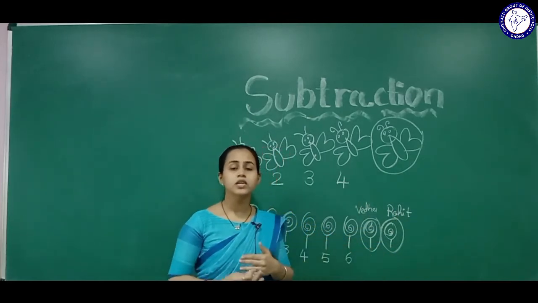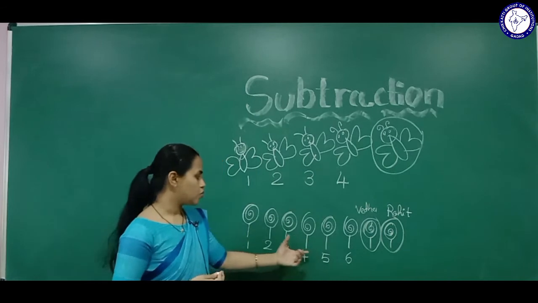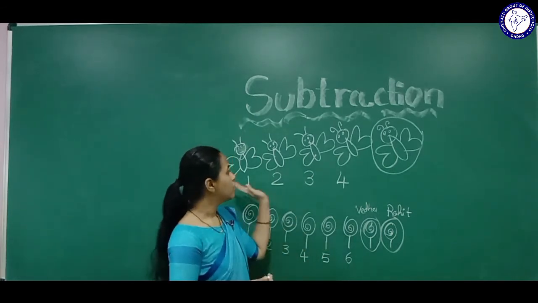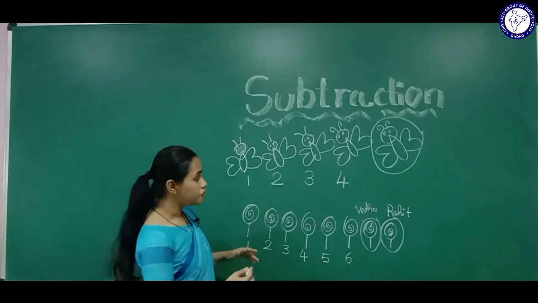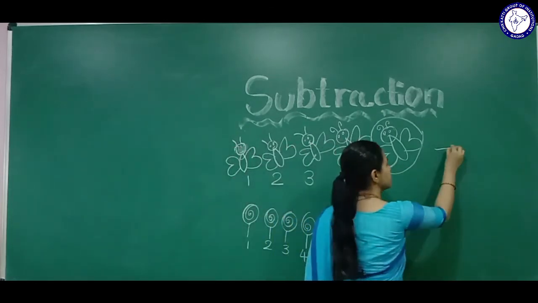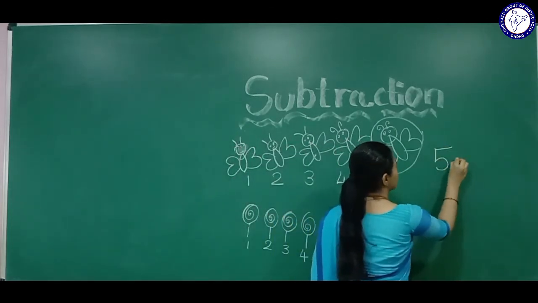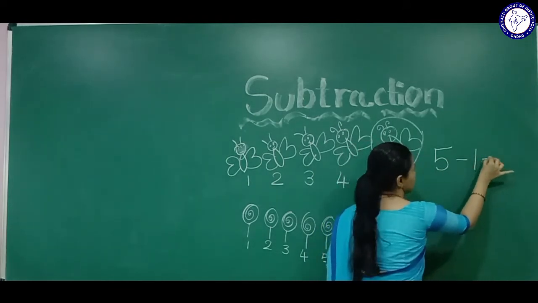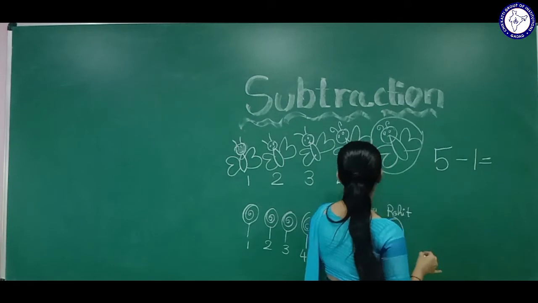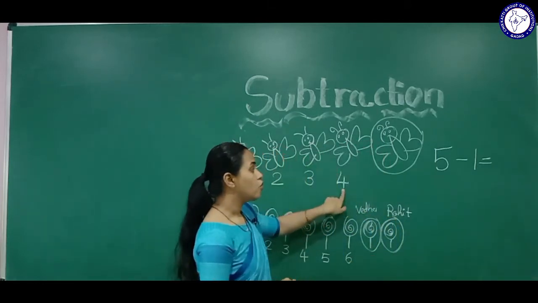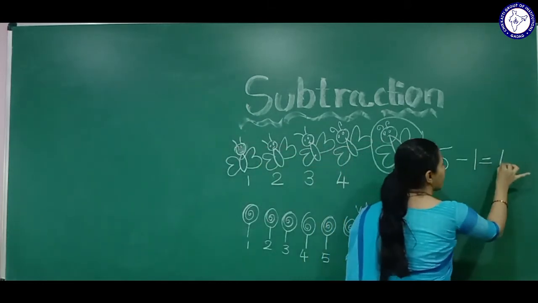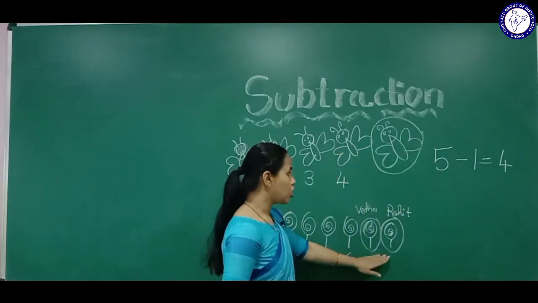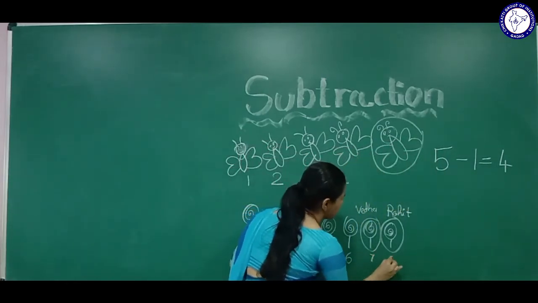And whatever we have is what we get, right? So here in 5 butterflies, 1 flies away, right? 1. So how many butterflies are left? 4. Like that. So how many lollipops do we have? 7 and 8.